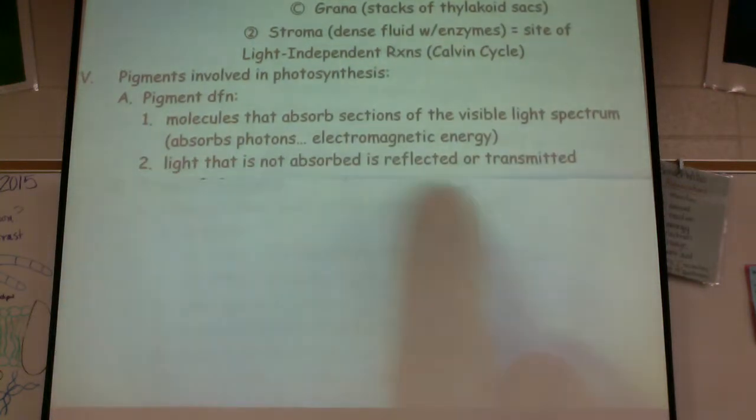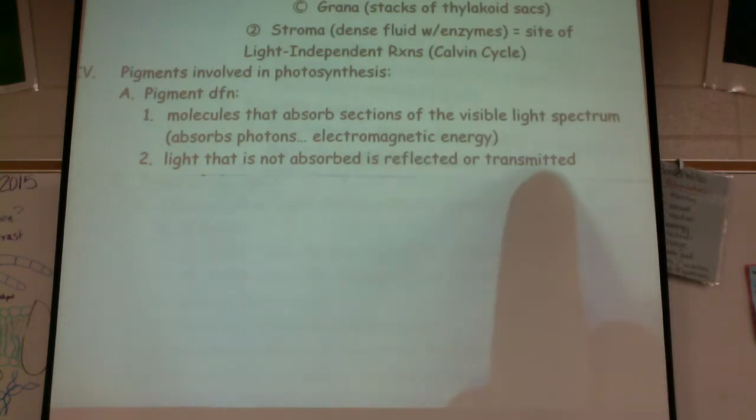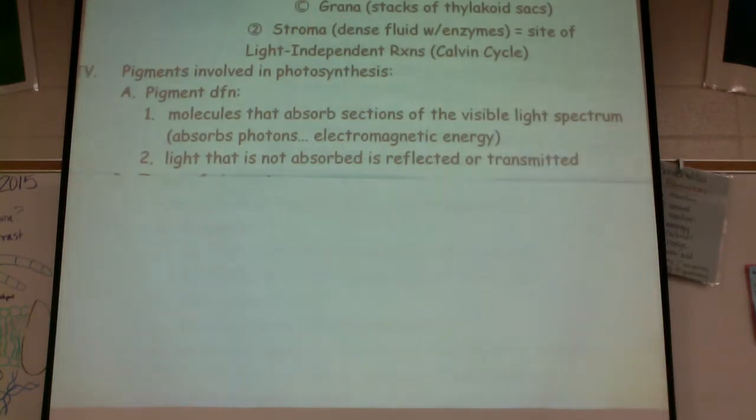Now, the light that is not absorbed is reflected or transmitted, hence the reason chloroplast and chlorophyll are green. They don't use it, so they give it back to you. So it's not useful to put it under there, okay?